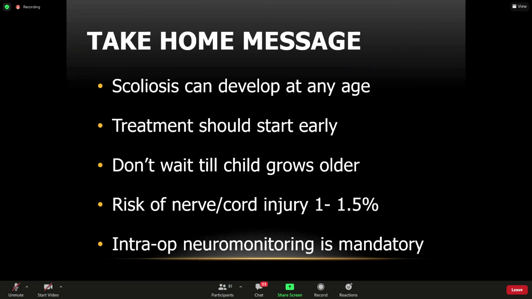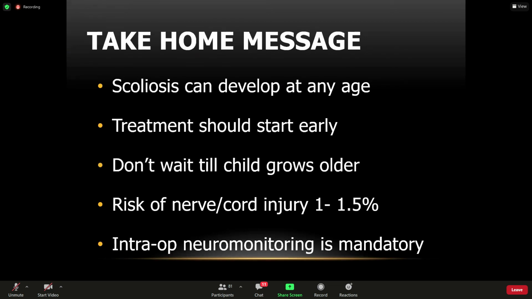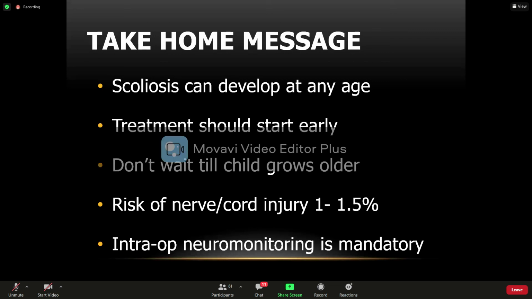And so this is my last slide. The take home message is very important. Scoliosis can develop at any age, as a result of multiple etiologies. It's very important to start treatment early, and don't wait till the child grows older. Don't tell children that nothing can be done till the age of 18. We operate on children as young as 2 and 3 years old, so that you can get away with a smaller surgery rather than a larger surgery when they're 18 or 19 with very bad deformities.